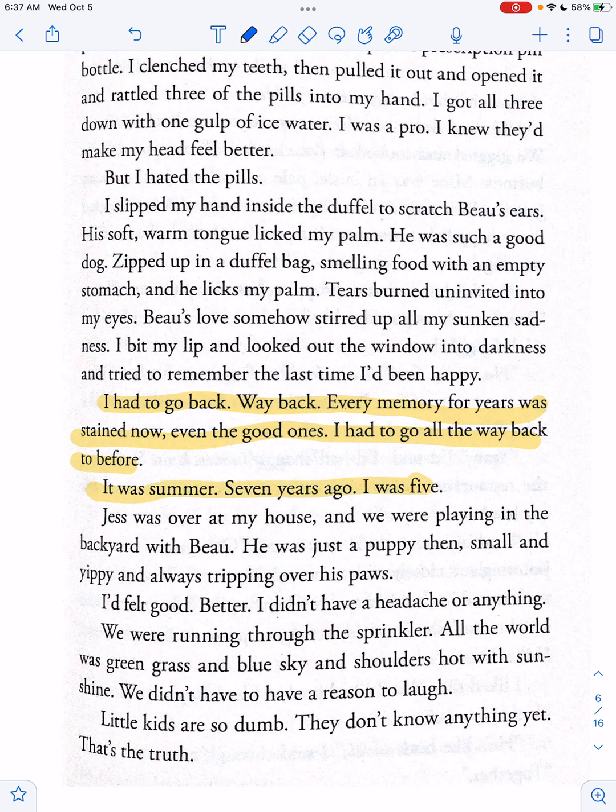I was 5. This is going to start our memory moment. We're not going to highlight the whole memory moment because that would be too long. So we're going to annotate where the memory moment starts, and then we'll annotate where it ends.